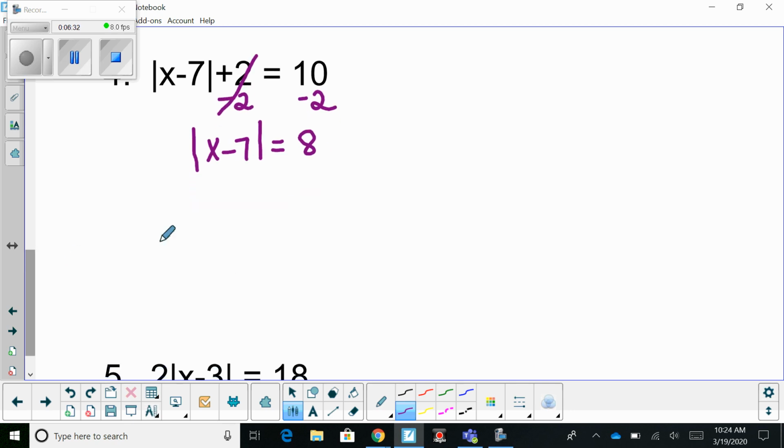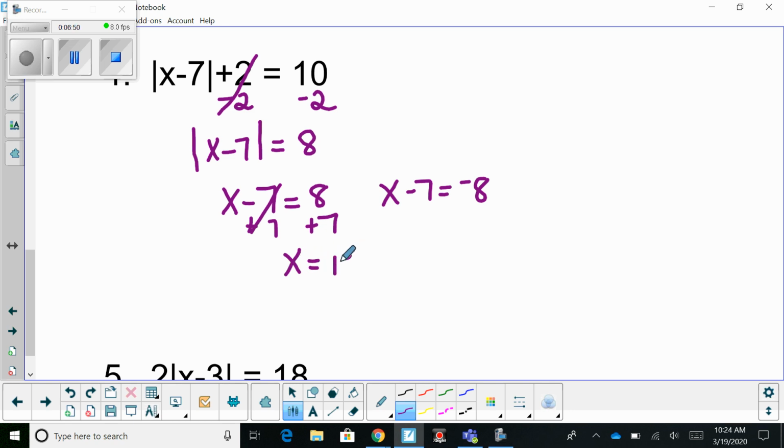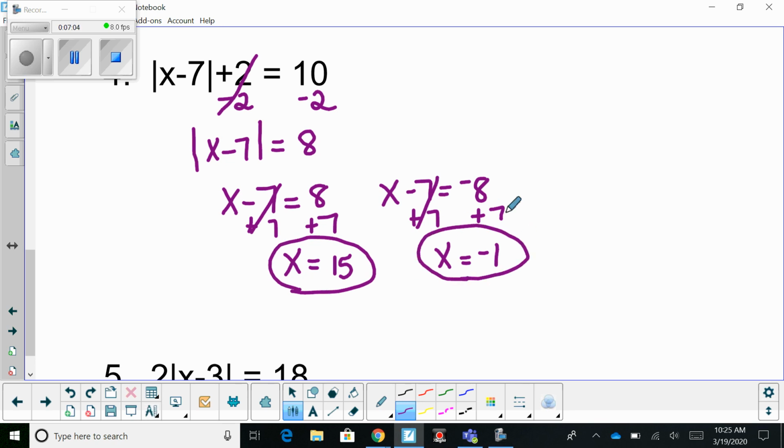Now that the absolute value is by itself, you can break apart the equation into the positive and the negative. X minus 7 equals positive 8. X minus 7 equals negative 8. I'm going to add 7 and add 7. X equals 15. I'm going to add 7 and add 7. And x equals negative 1. X equals 15 and x equals negative 1.